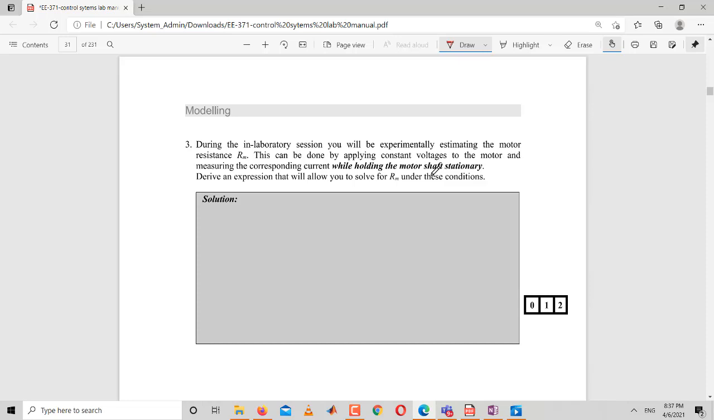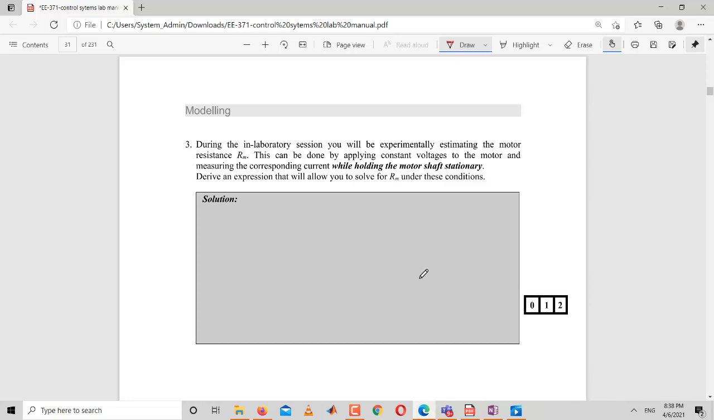During the in-laboratory session, you will be experimentally estimating the motor resistance, Rm. Since unfortunately you are not doing the practical experiments, I will show you how to do it in my video recordings. It means that we have to hold the motor shaft stationary. We have to stop it by force, with very gentle pressure from your hand. So we are creating some resistance and we will be noting the value of speed in that particular case, and then we will average out the values and calculate the value of Rm. But for now, in modeling in this question, we just have to derive the relation of Rm. This experiment that I am talking about will be part of the next lab.